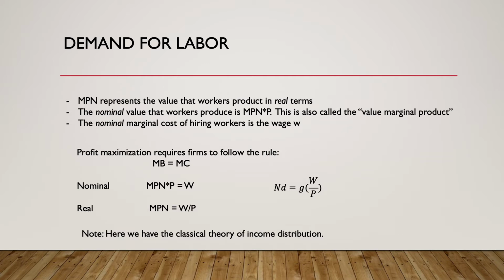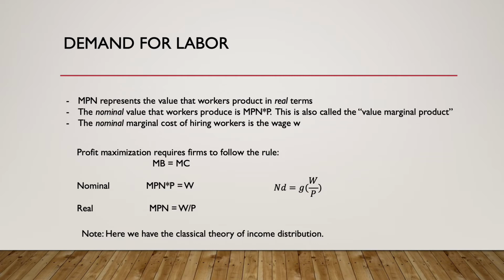We can express this rule in real terms rather than in nominal terms, and by doing so, we just divide by P. Now what we have is the real marginal product of labor, or the number of units produced, is equal to the purchasing power of the real wage, or the wage in terms of commodities that it can buy. W over P is the real wage. It's the amount of the wage in terms of goods and services that it can purchase.